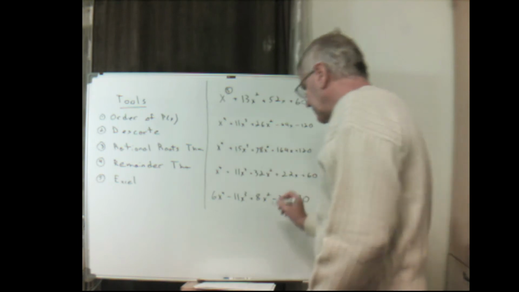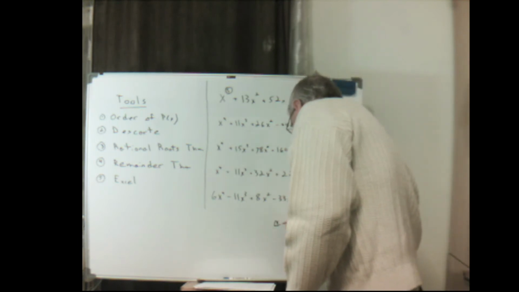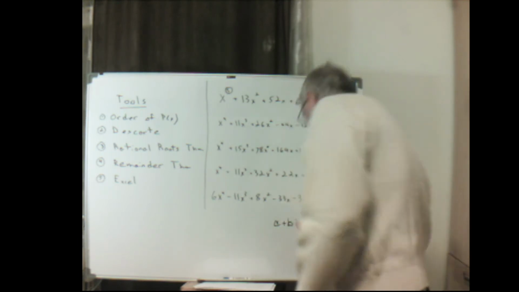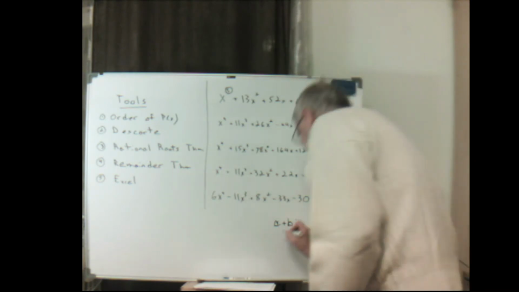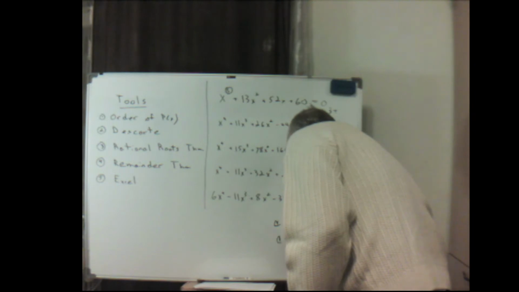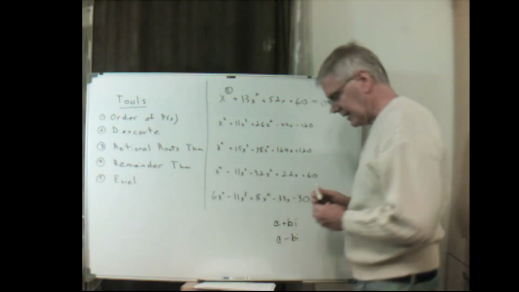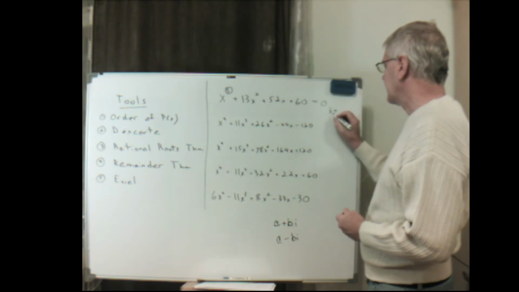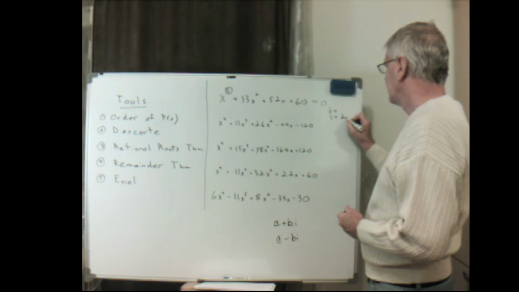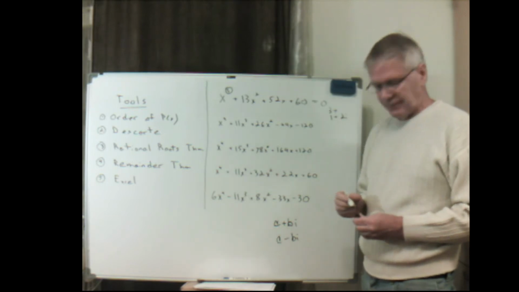There may be a root of the form a plus bi. And anytime there's an a plus bi, there needs to be an a minus bi. And these are not rational roots. So the second possibility here is that I have 1 positive root and 2 imaginary roots.